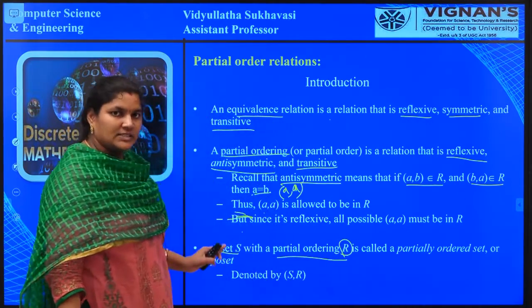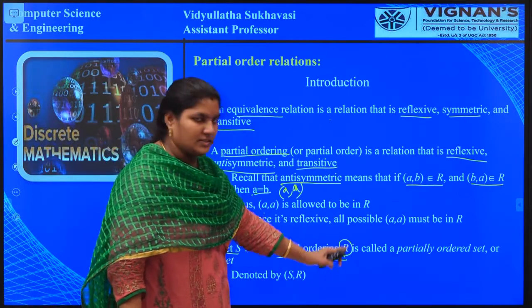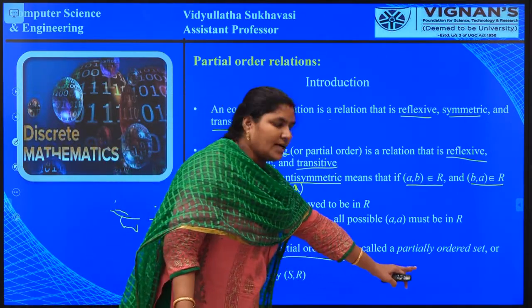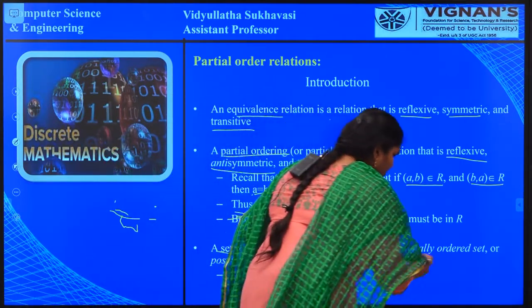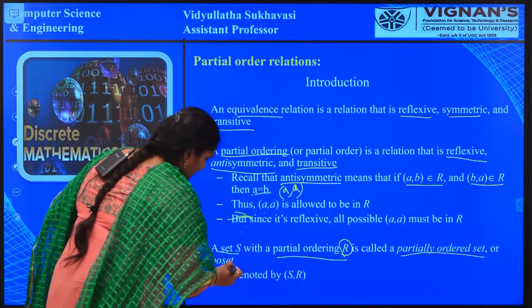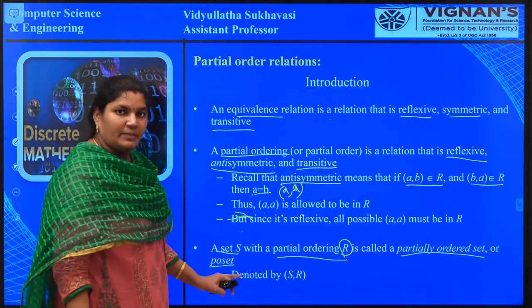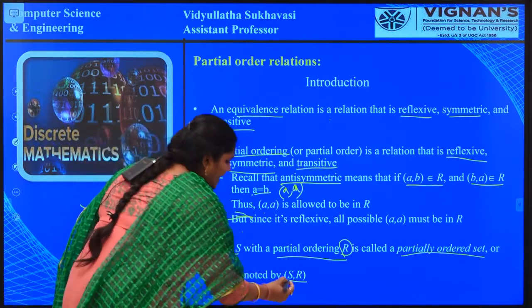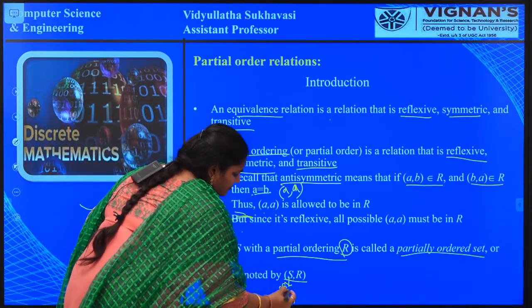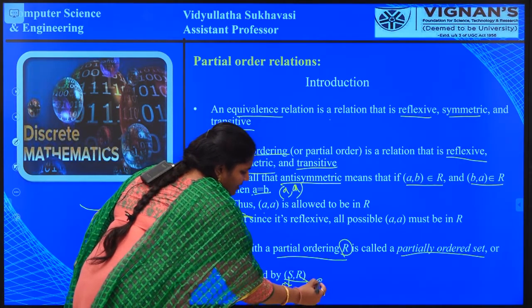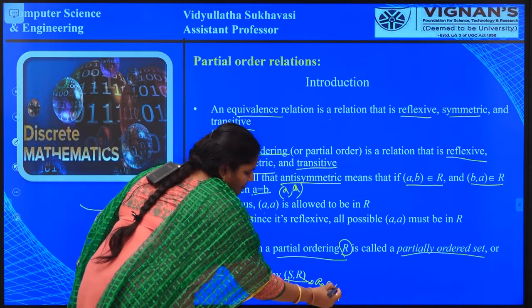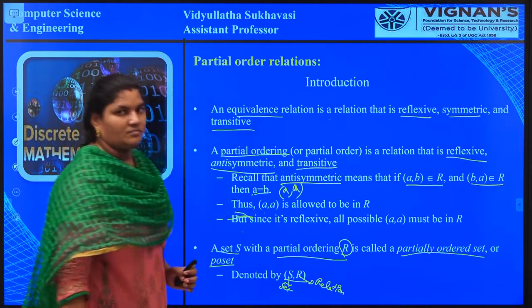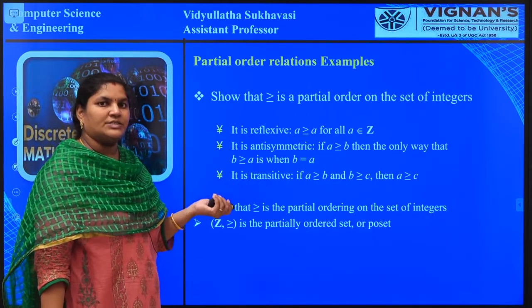If the set S is satisfying the partially ordered properties in R, then we call it a partially ordered set, or poset, which will be denoted by (S, R). So here S is a set and R is a relation. This is an example for a partial ordering relation.